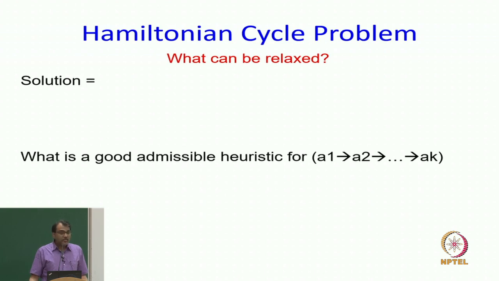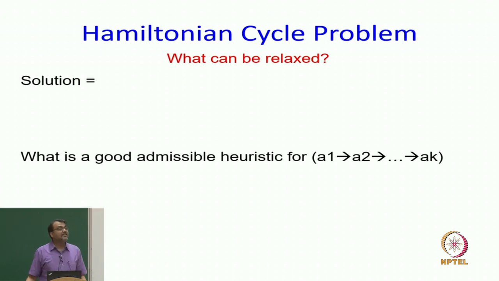And the expansion would be what? Suppose I currently have a path A1, A2, A3 up to AK in my state. Then the next child would do what? Visit an unvisited node from AK. So I will go from A1, A2, A3 up to AK to A1, A2, A3 up to AK plus 1, and AK plus 1 can be one of many. Therefore, I will have many children. Okay, so this is my state space.